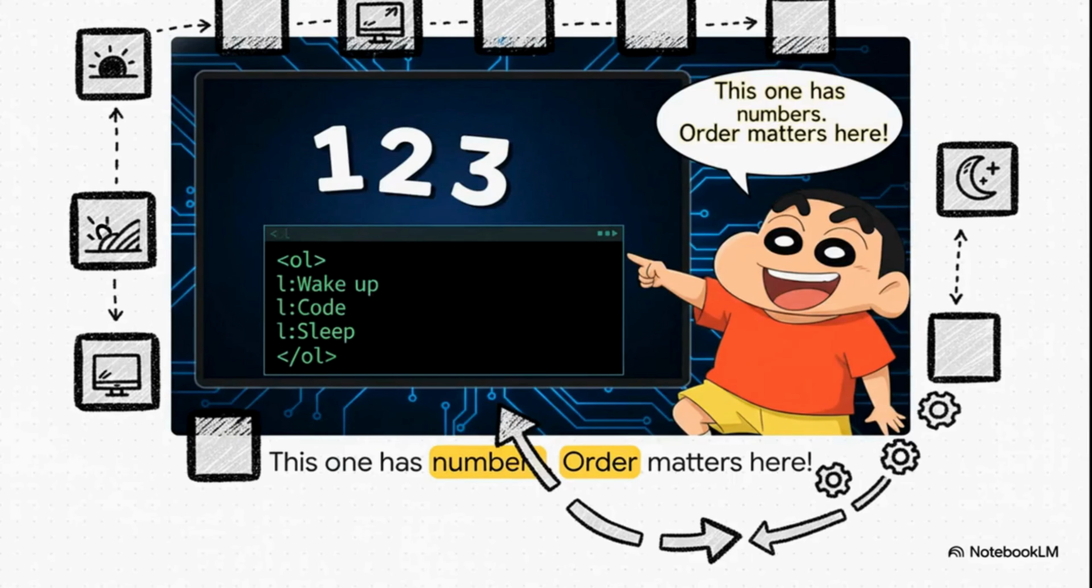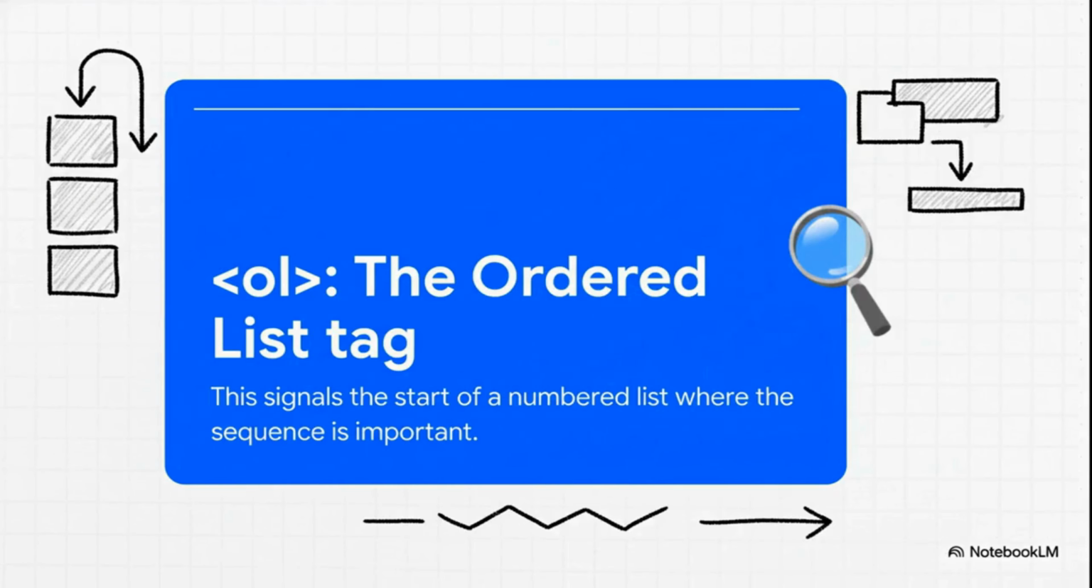Okay, but now look at this. We've got numbers, 1, 2, 3. Here, the order is everything. You can't start coding before you wake up and have coffee, right? When you've got a step-by-step process or a ranking, you need numbers, not bullets. And this is an ordered list. And to make that happen, we use the OL tag. You can probably guess OL for ordered list. This tag tells the browser that the sequence is super important, and it'll automatically add the numbers for you.